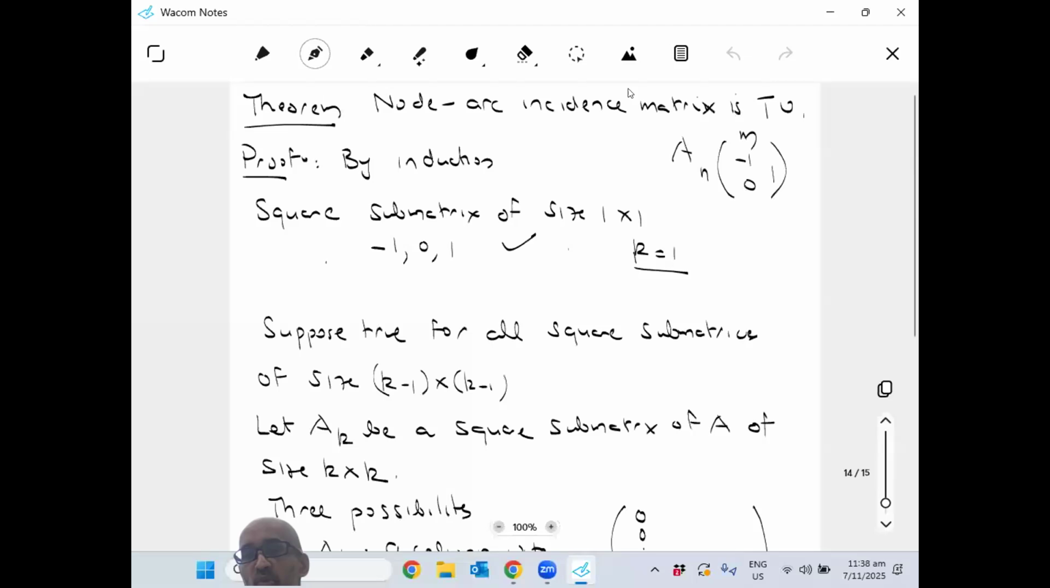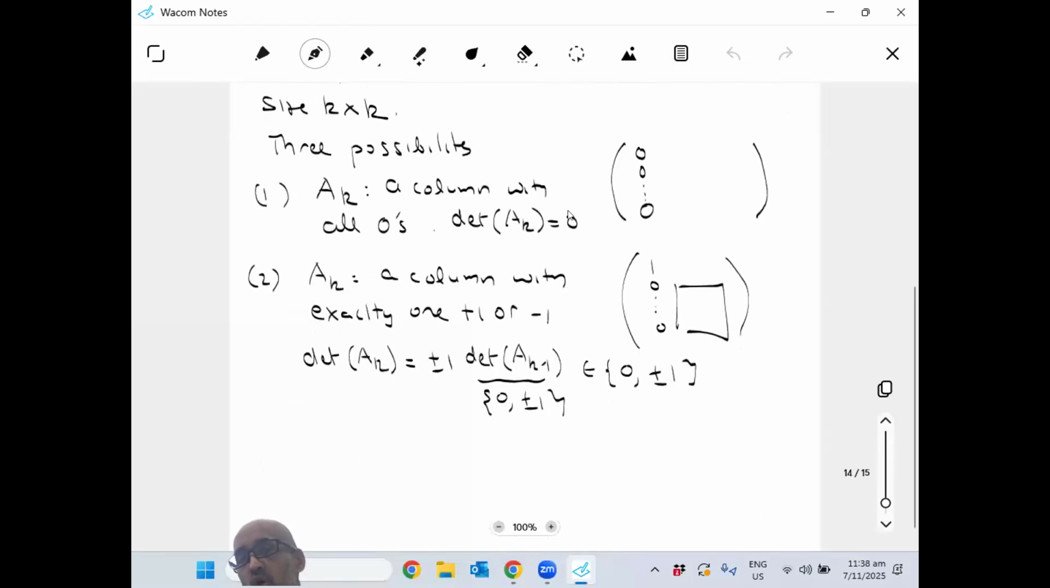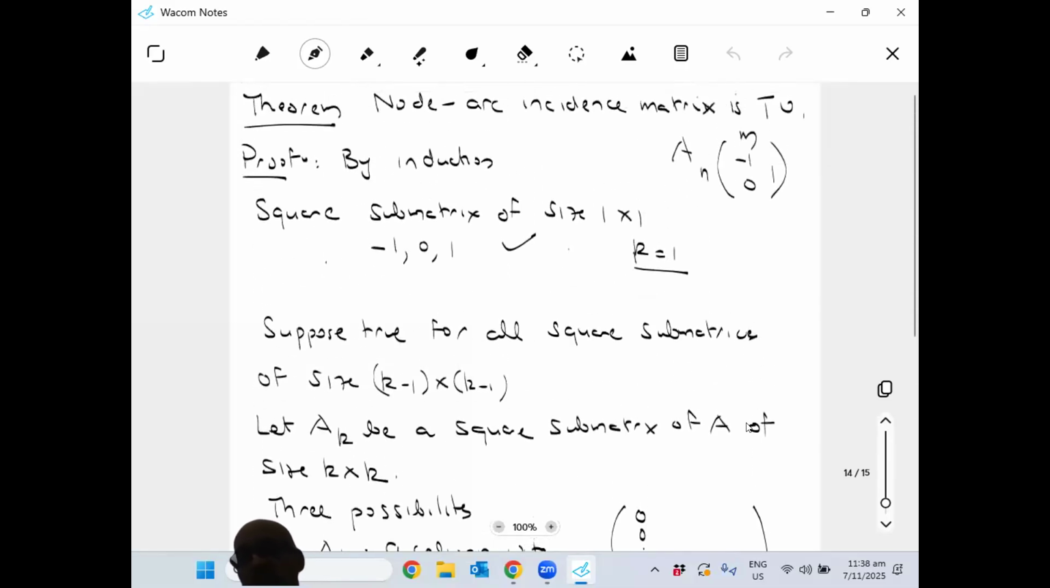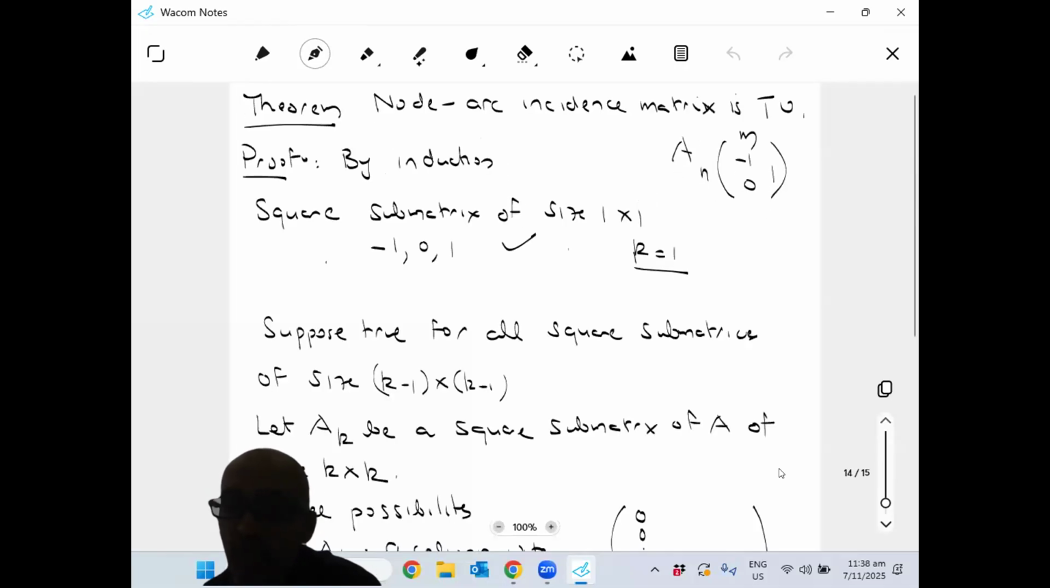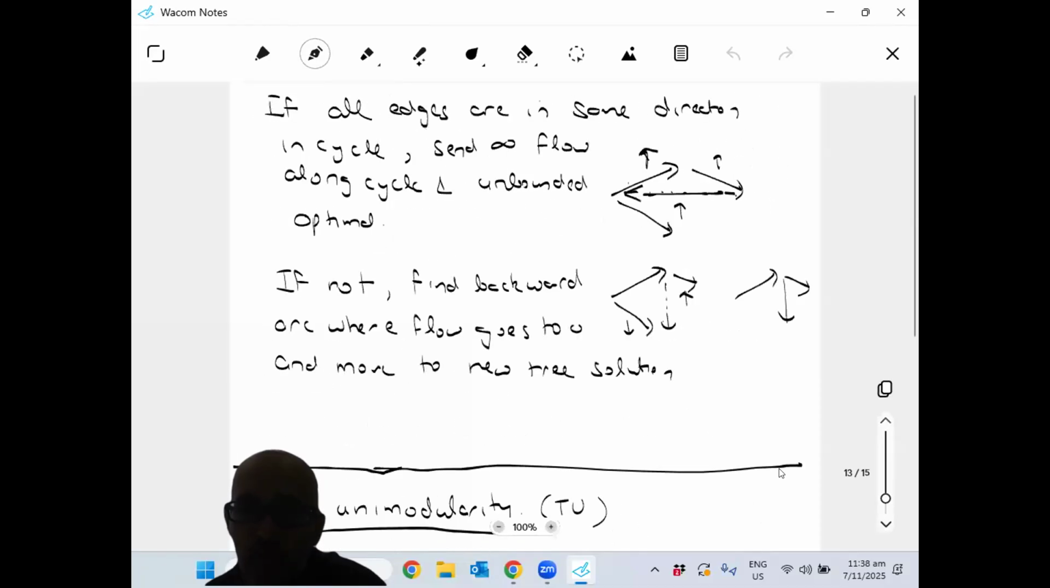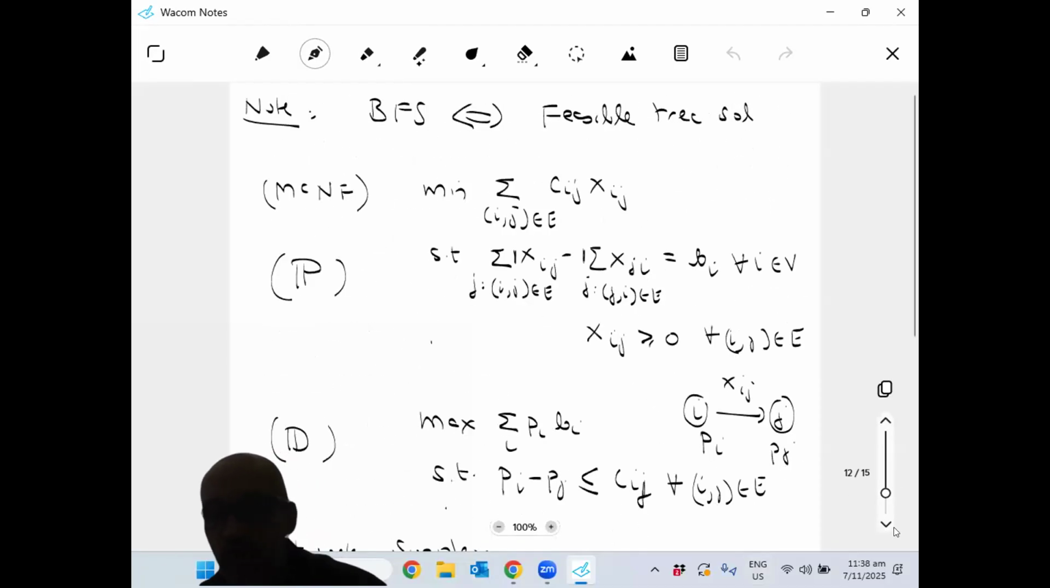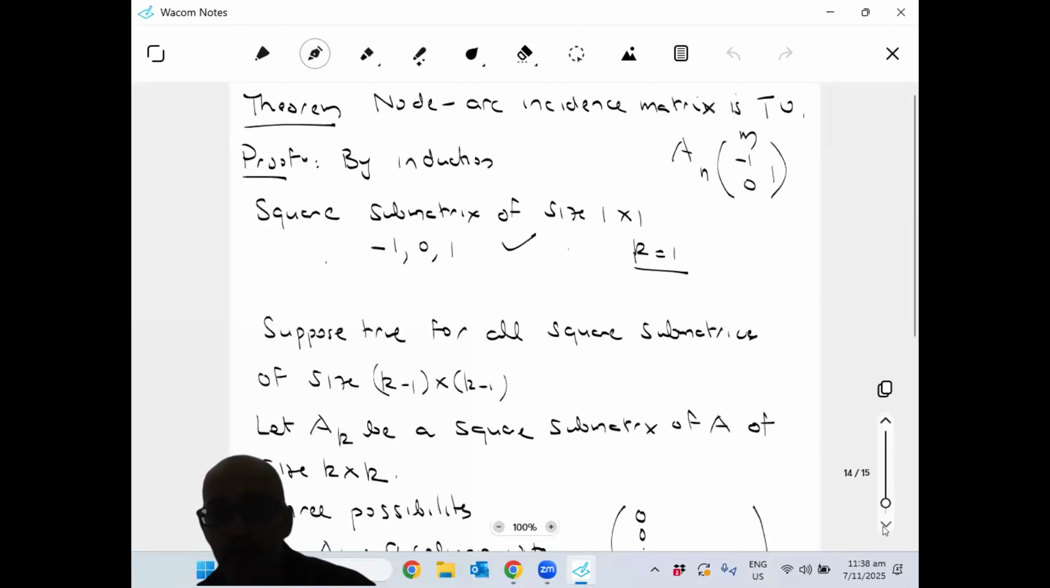So basically, there are three possibilities, all of which imply it's totally unimodular. This means that this matrix is totally unimodular, so the determinant is either 0, plus or minus 1 for any submatrix. Now, what does this mean? If you go back and think about solving Bx equals b.